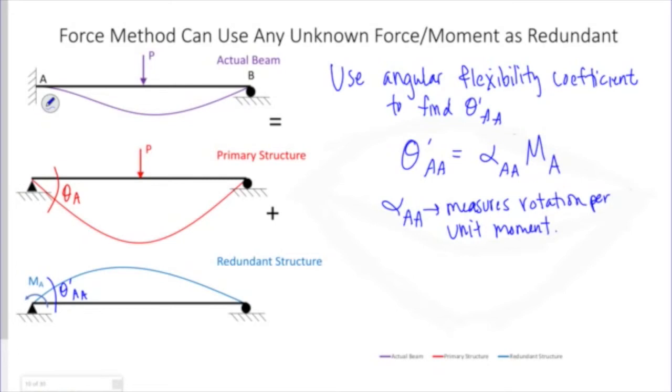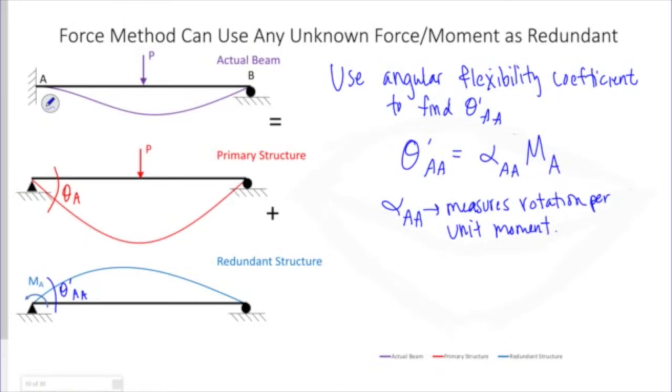My linear flexibility coefficient was a nice little script F. My angular flexibility coefficient is alpha. And again, it has the same subscripts as the redundant structure rotation.